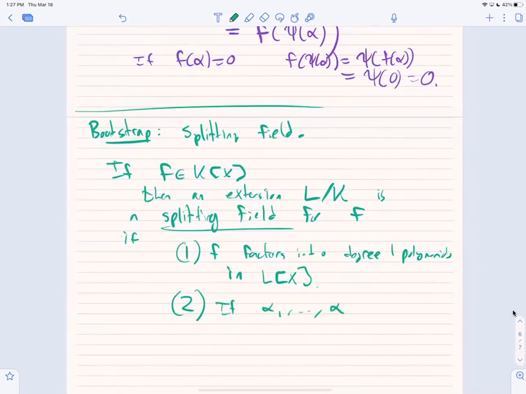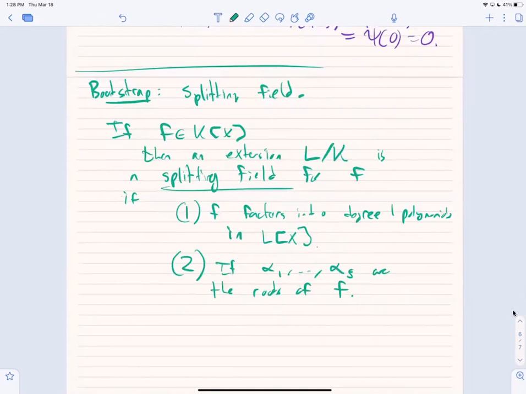So if I take all the roots of f, which I should note, if f has degree d, there will be at most d roots, but there might not be d distinct roots. I'm not disallowing multiple roots here, so f might have multiple roots. But if alpha 1 through alpha s are the roots of f, where s is less than or equal to the degree of f, then L is generated by those roots.